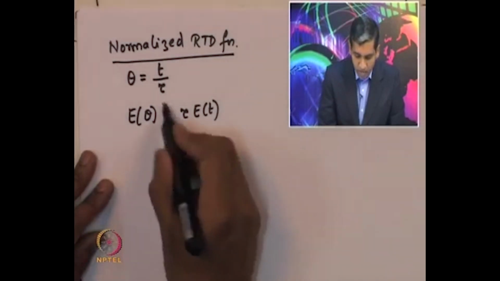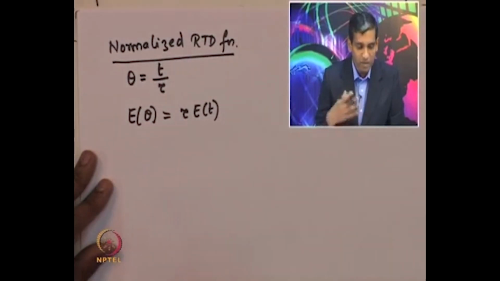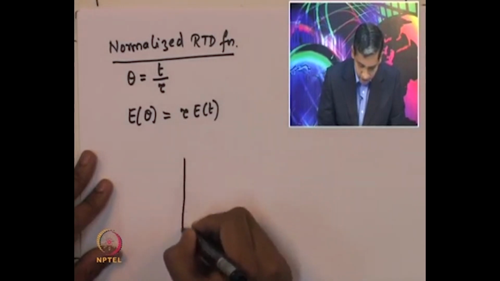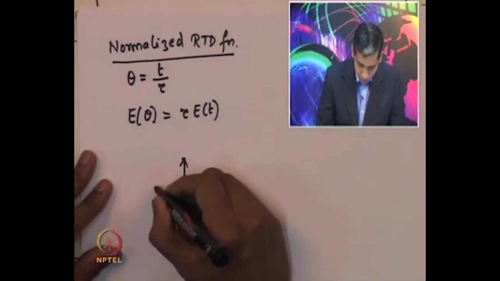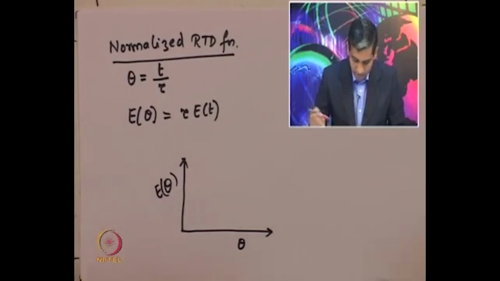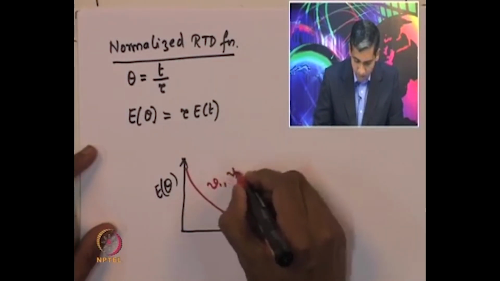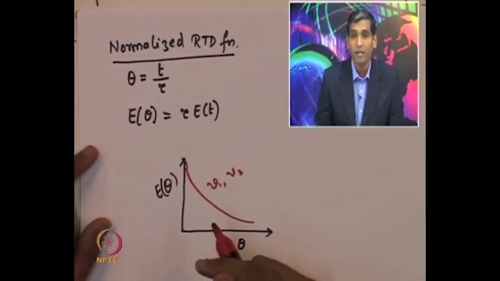Now, this normalized RTD function E theta provides a way by which the performance of the reactor, or the RTD function itself, can be compared when the sizes are different. Therefore, if we look at the RTD curve of the normalized RTD function, the curve looks like this, where irrespective of whatever the volumetric flow rate is for a given reactor volume, the RTD function essentially looks like this.